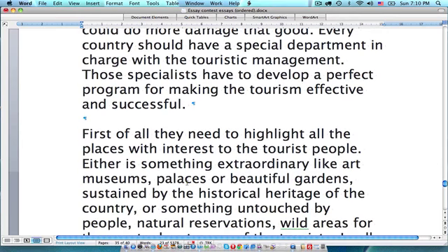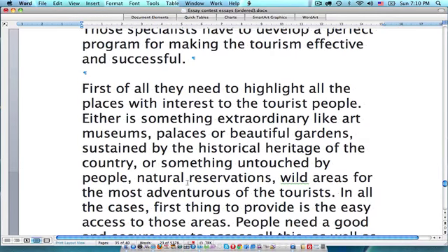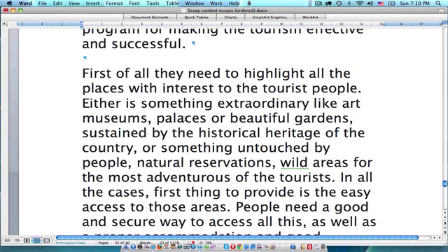So please watch your comma use. I just noted to myself that at one point it appears that there are commas everywhere. So if we look at this sentence here: either is something extraordinary like art museums, palaces, or beautiful gardens sustained by the historical heritage of the country, or something untouched by people, natural reservations, wild areas for the most adventurous of the tourists. So this sentence is pretty much incoherent. I'm not exactly sure what you're trying to say.